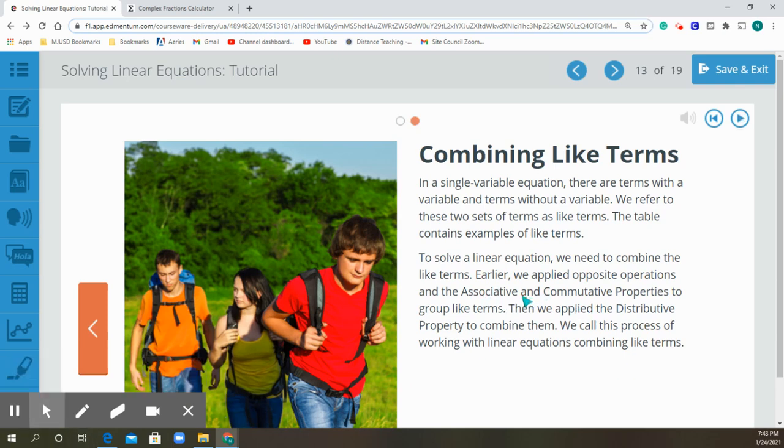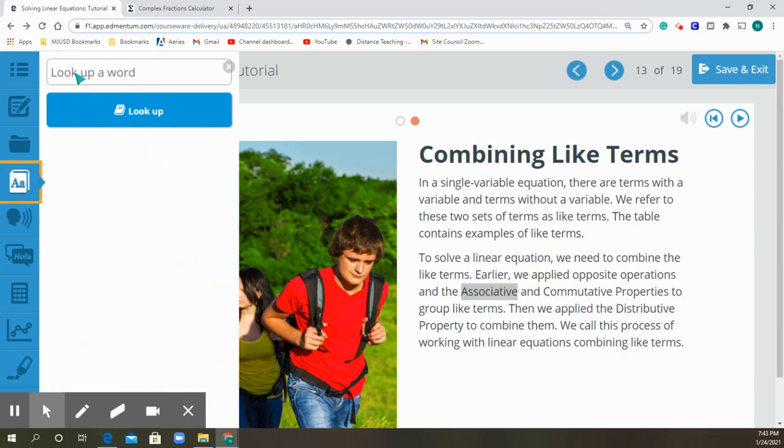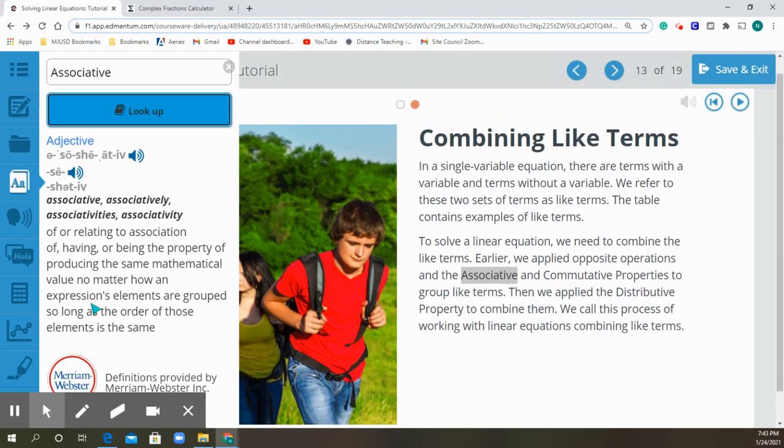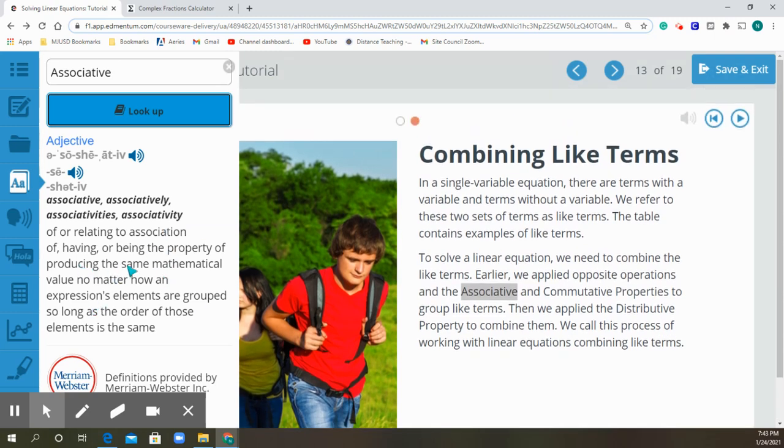Remember, if you need to know what these properties are called, we did look them up in previous lessons, but you can go to the dictionary and look them up. Okay, so producing the same mathematical value no matter how an expression's elements are grouped, so long as the order of those elements is the same. Okay. Or commutative.